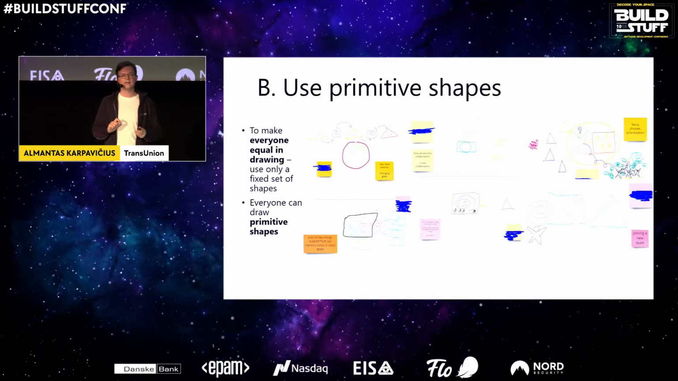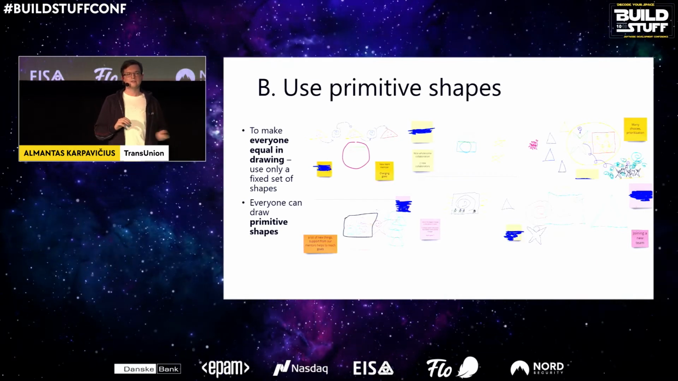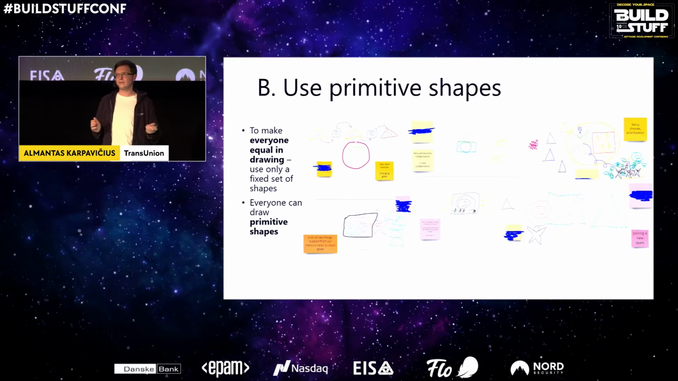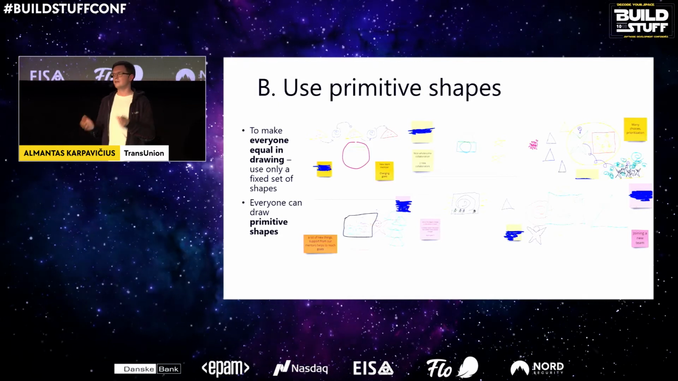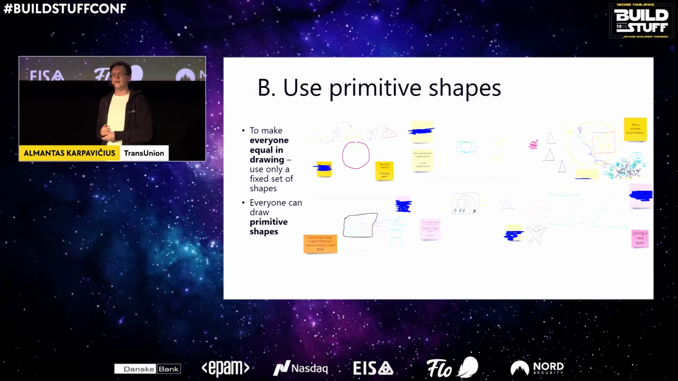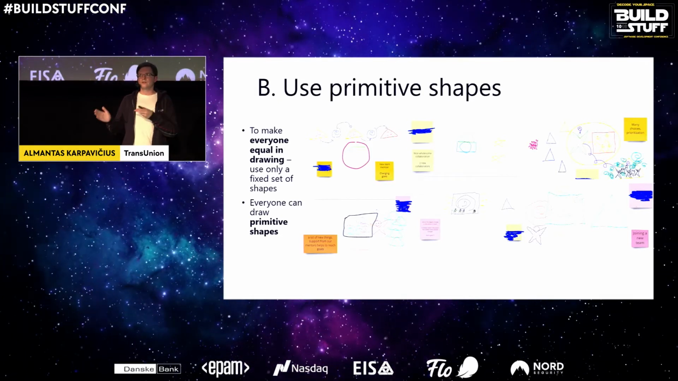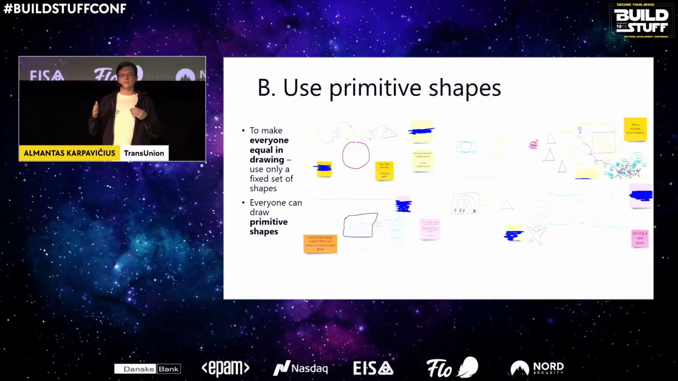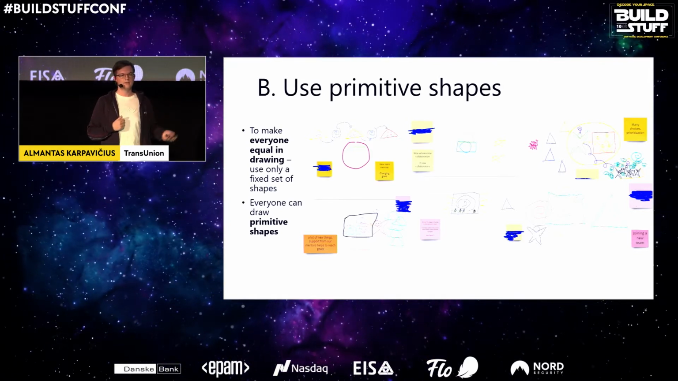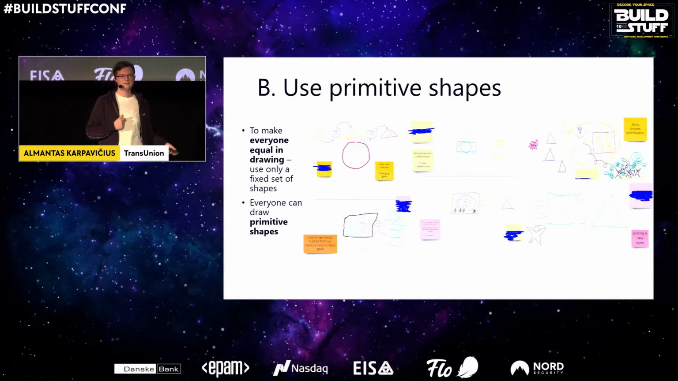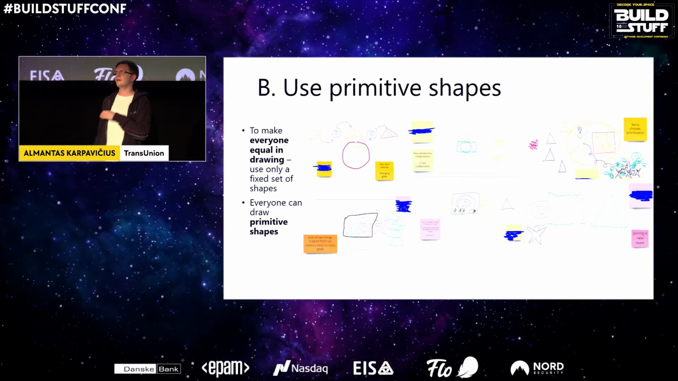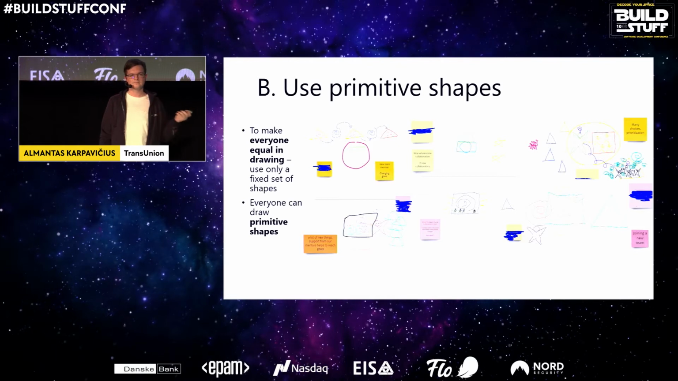Officially, drawing together suggests using primitive shapes. Everyone can draw a square, a circle, a triangle. And using those primitive shapes, compose something nice, and then play charades. This creates an equal environment for everyone, and is good.